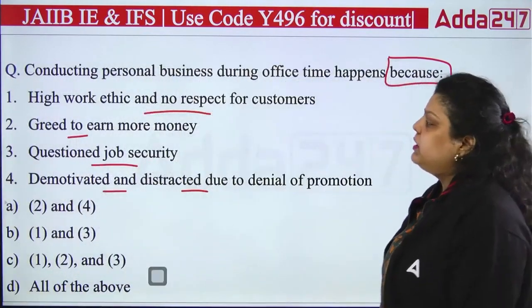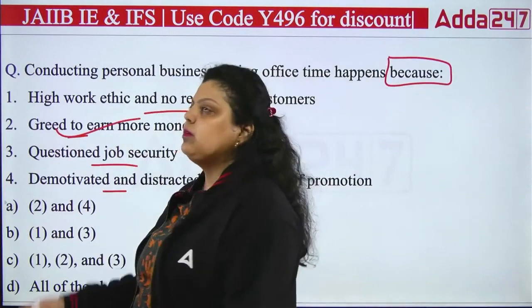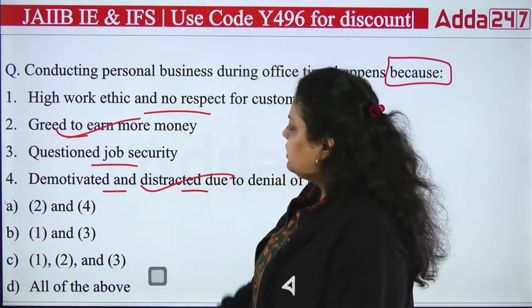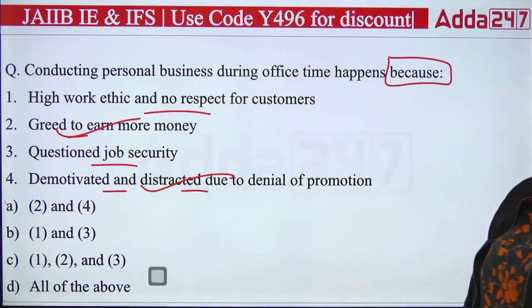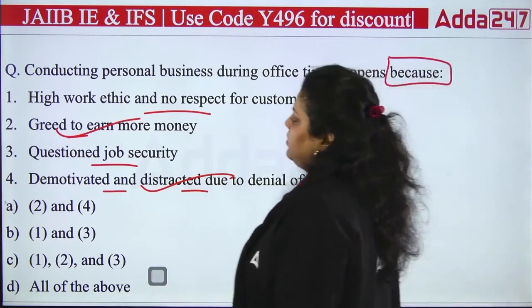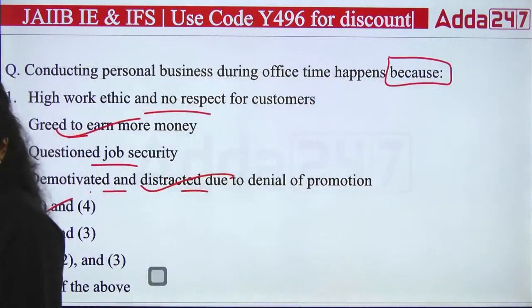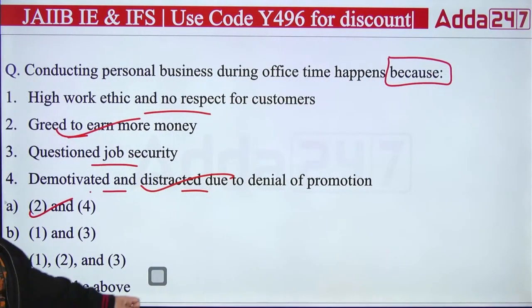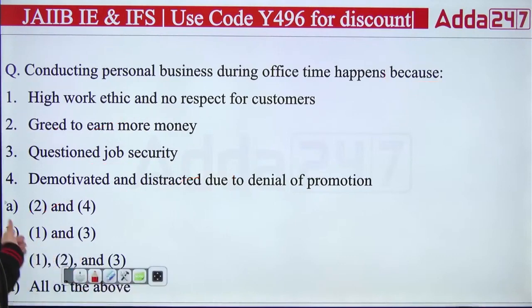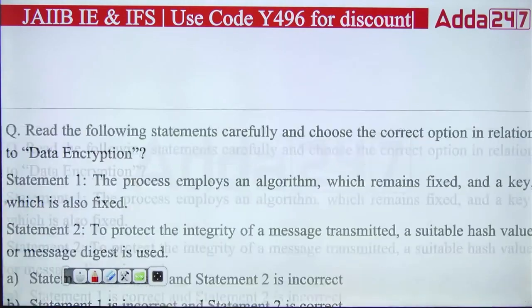So the answer will be, obviously, I have greed to earn more money and I am demotivated and distracted due to the denial of promotion. So the right answer will be second and fourth. It means option A. Right answer is option A.